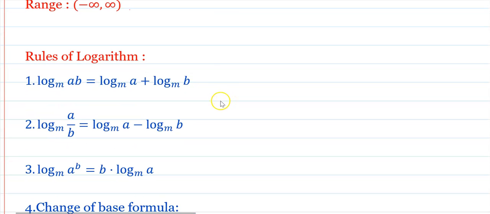Now this is also very important, rules of logarithm. If I take the log of a into b to the base m, it is equal to log of a to the base m plus log of b to the base m. Next, log of a upon b to the base m is equal to log of a to the base m minus log of b to the base m. Next, log of a raised to b to the base m is equal to b times log of a to the base m. These are the important rules of logarithm.